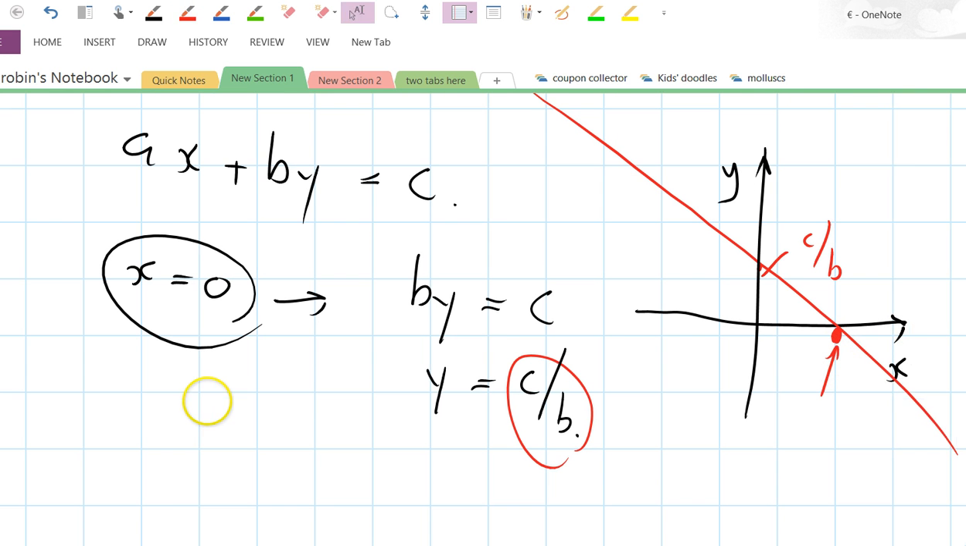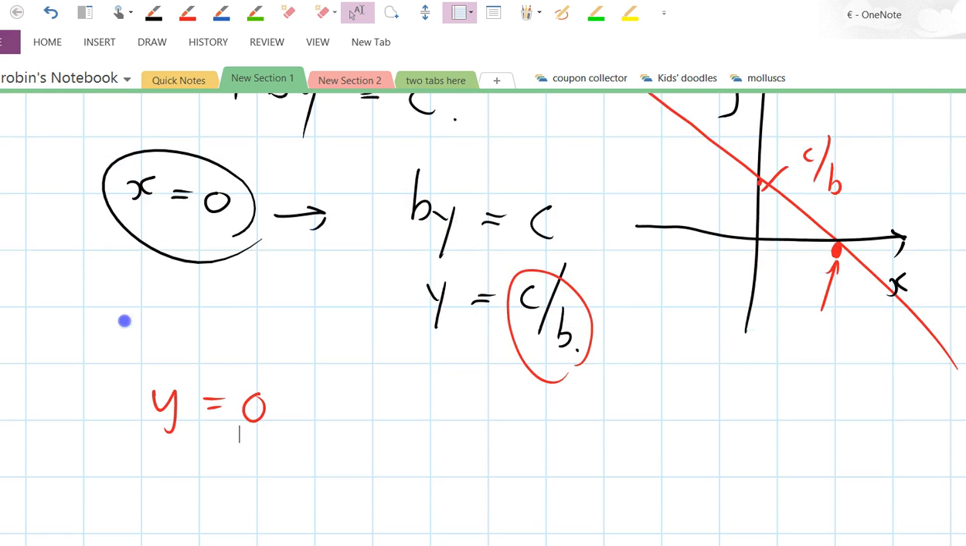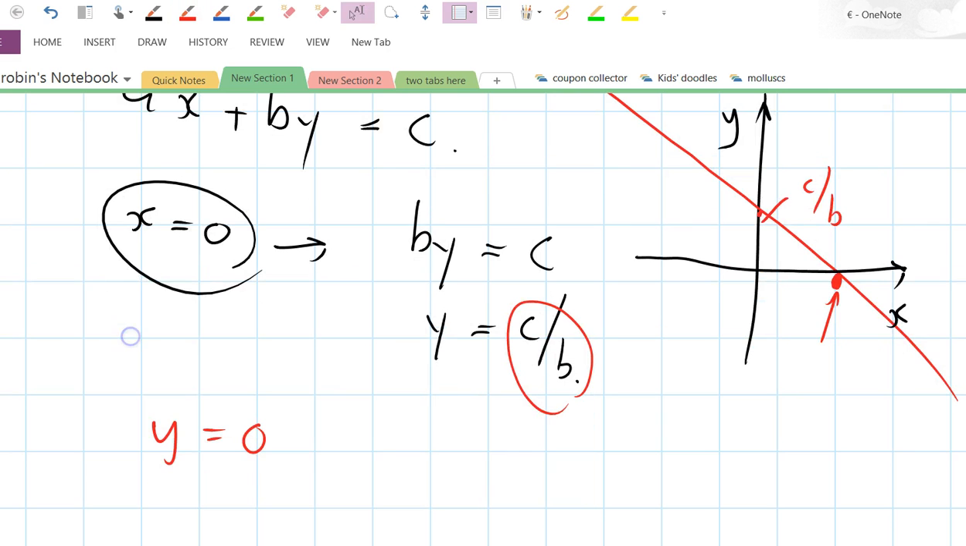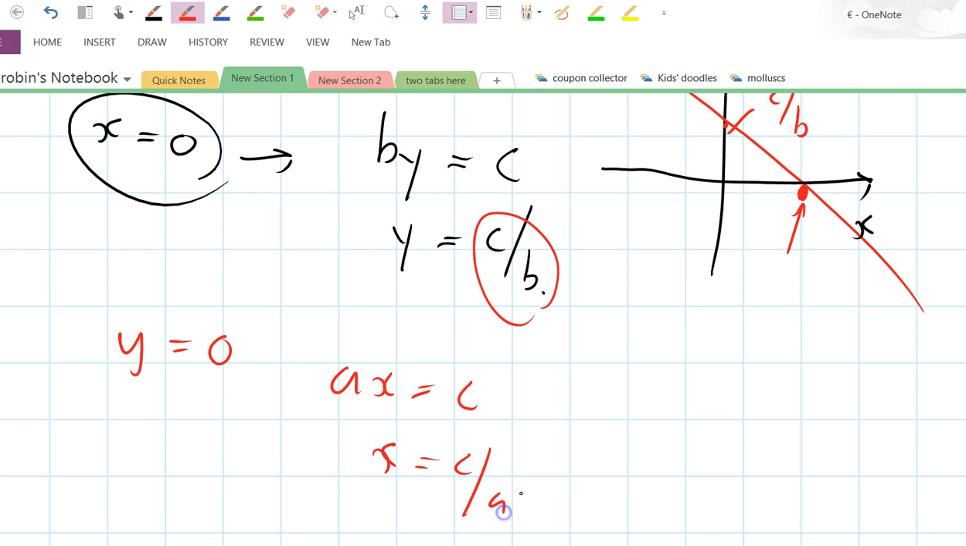What's that one? Well, we've got ax plus by equals c, and now I want to set y equals 0, because we're interested in this axis here, and this axis is the set of positions for which y is equal to 0. So that means that this term here drops out of the equation. So now we've got ax equals c, and that tells me that x equals c over a. x equals c over a. So that's quite a nice way of thinking about the line.